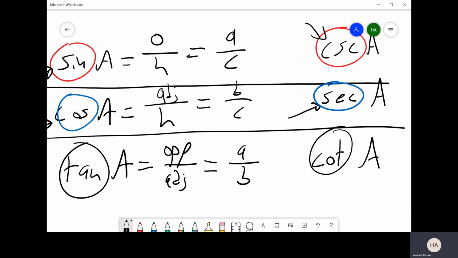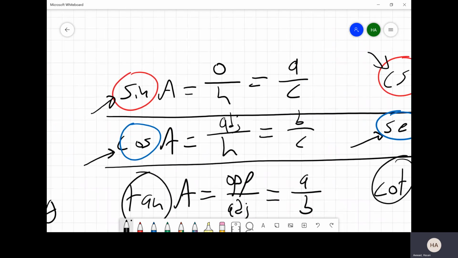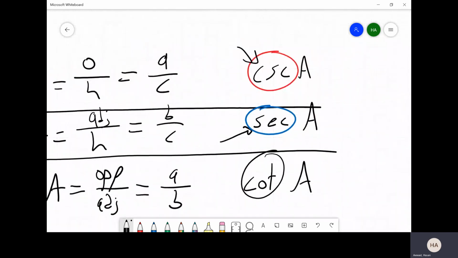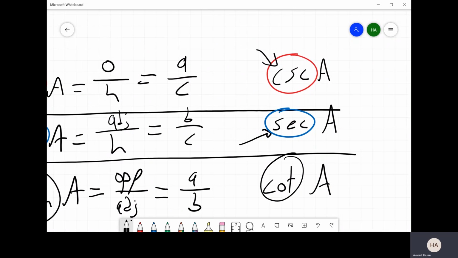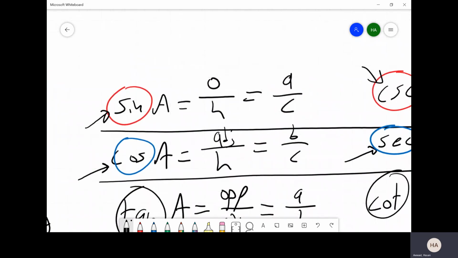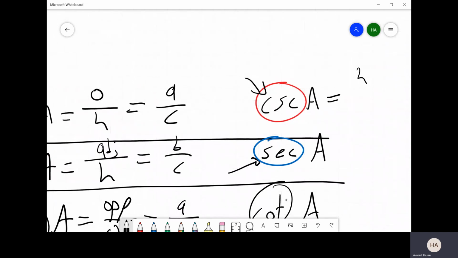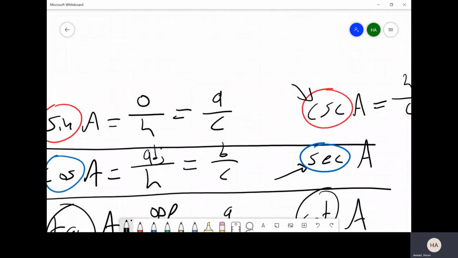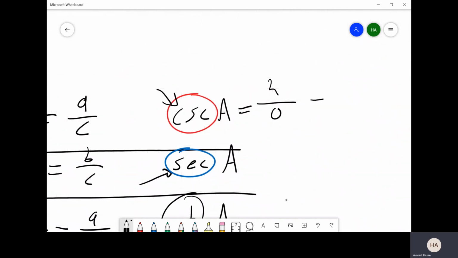Okay, so if we're trying to figure out the values of these, we're referring back to our diagram and talking about angle A. Remember what I just said: cosecant is the reciprocal of sine, which means we're taking our fraction and flipping it. So instead of opposite over hypotenuse, this is hypotenuse over opposite. Our hypotenuse is still little c, our opposite is still a, it's just flipping the fraction on its head. So instead of a over c, it is now c over a.